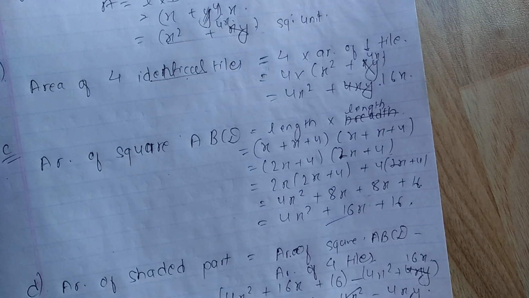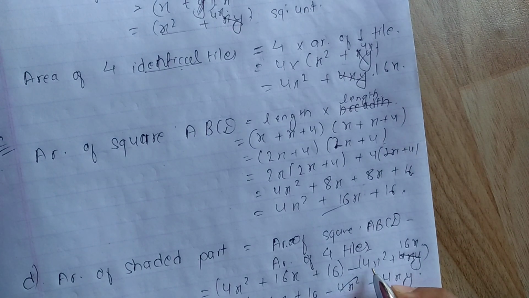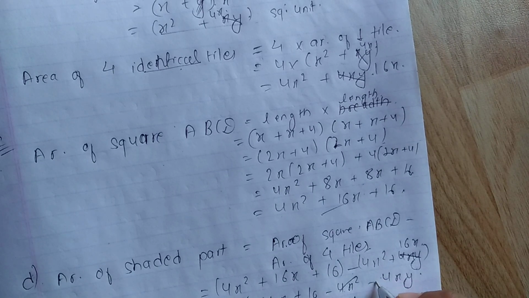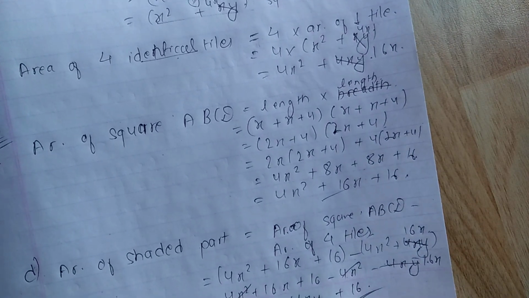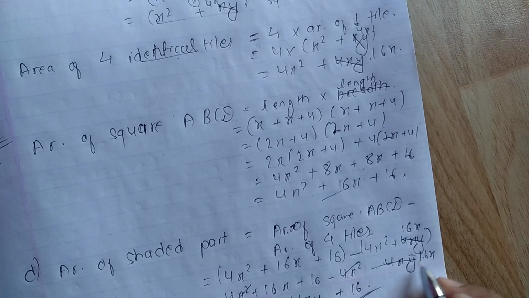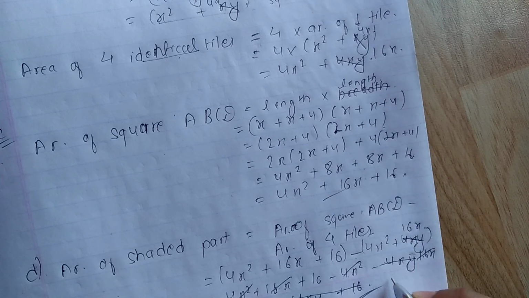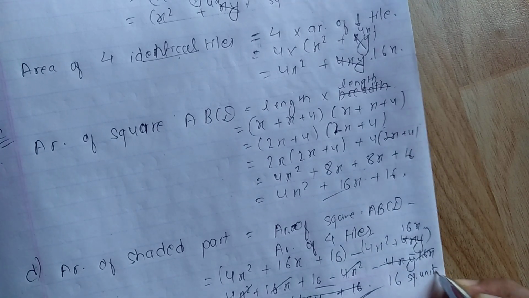Okay, so let's do it again. Minus 4x square also will be there and it will be 16x. So minus 16x will be there, and then this minus 16 and this plus 16 will also cancel out and only the remainder will be 16 square units. So this will be your answer.